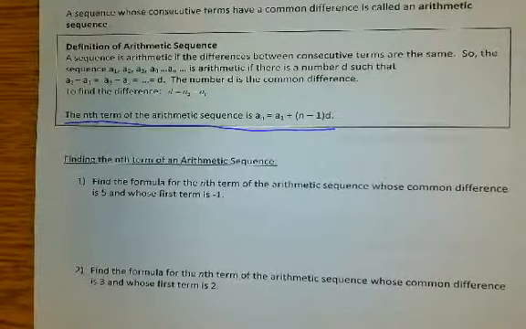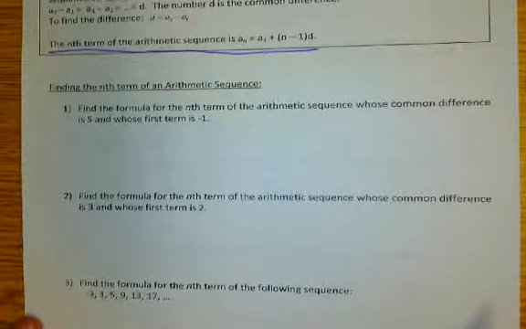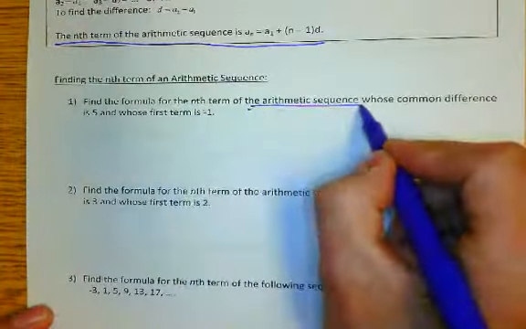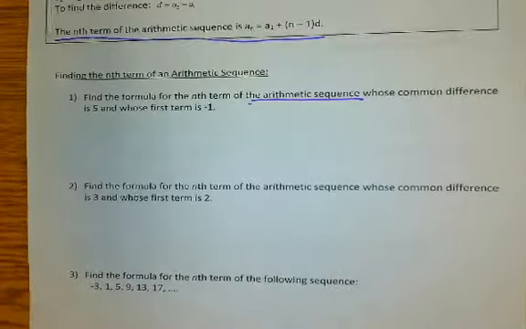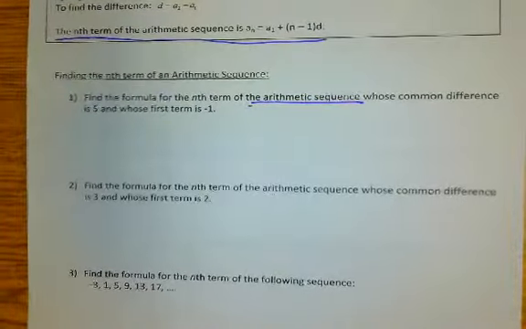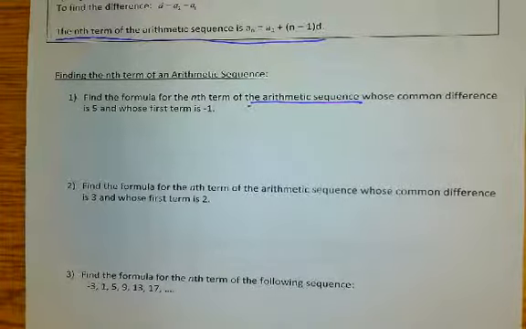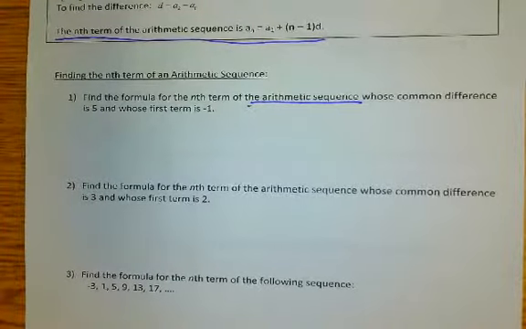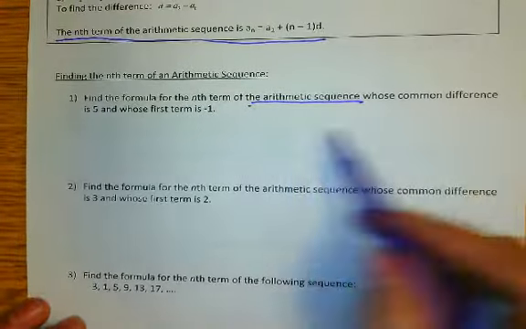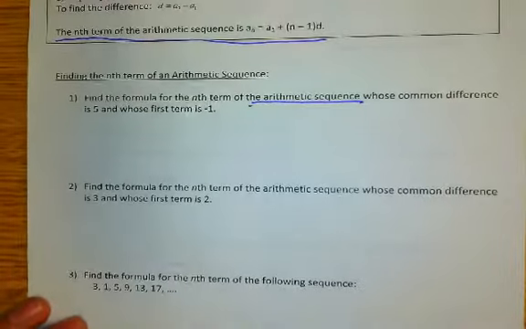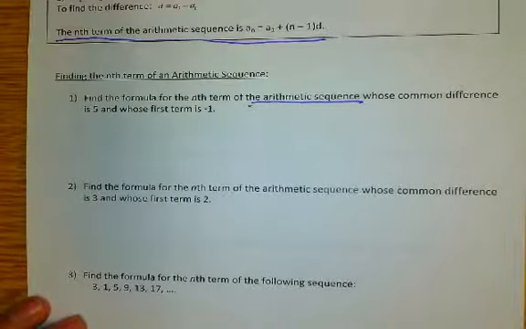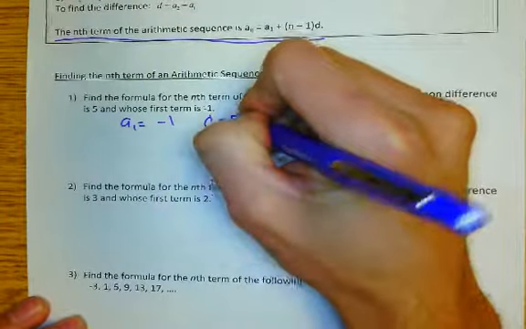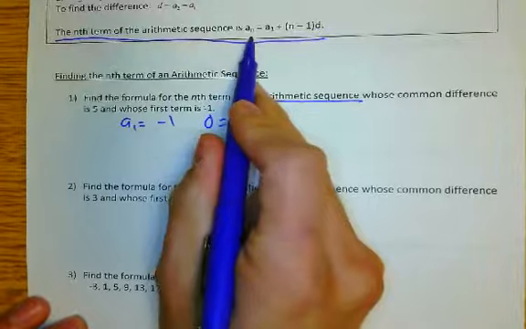Cool? So we're going to start with very basic, very simple ones. Example: find a formula for the nth term of an arithmetic sequence. Notice how I'm telling you it is arithmetic. I am literally telling you in the instructions. If I don't tell you it's arithmetic, you cannot assume that. The common difference is 5 and the first term is negative 1. So here's what I know: a sub 1 is negative 1, d is 5. As long as you know this formula, you're good to go.